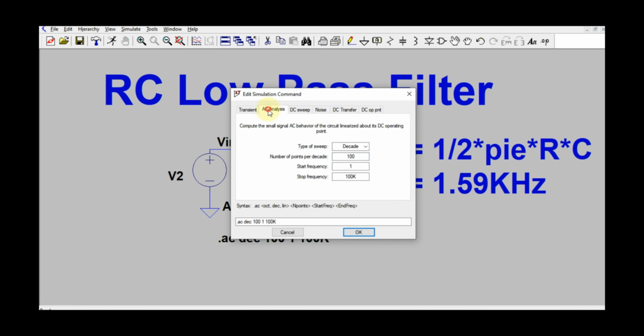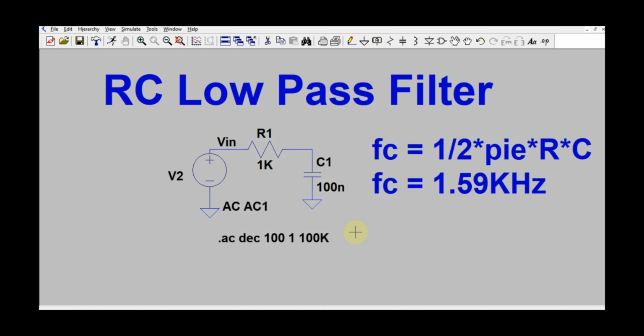and you can see I've selected the AC analysis here, and the type of sweep is decade, the number of points per decade is 100, and the start frequency I use is from 1 hertz to 100 kilohertz. Let us see the behavior. Let us see the gain and phase plot of the low pass filter, right? So now you can directly run the simulation.